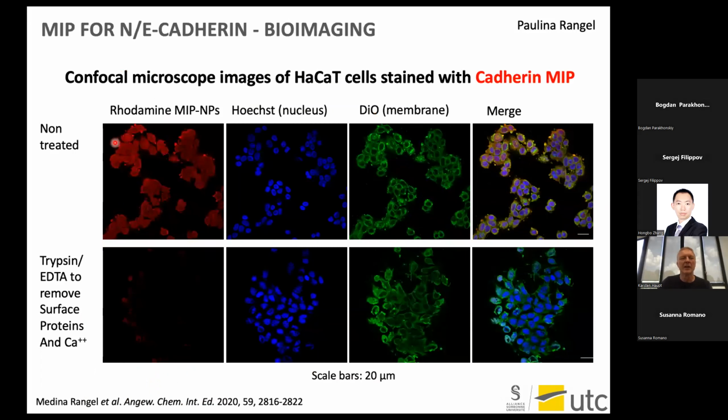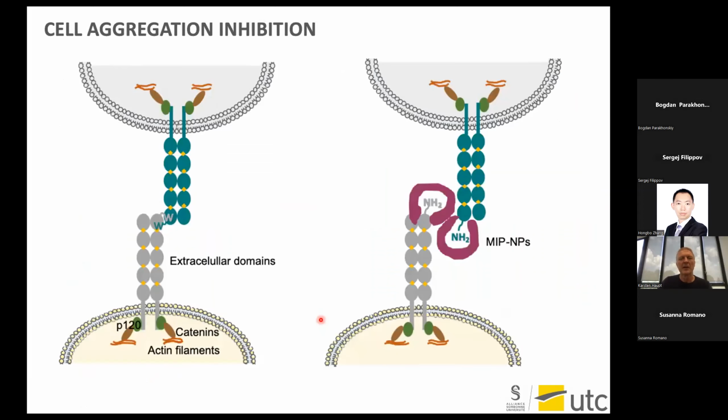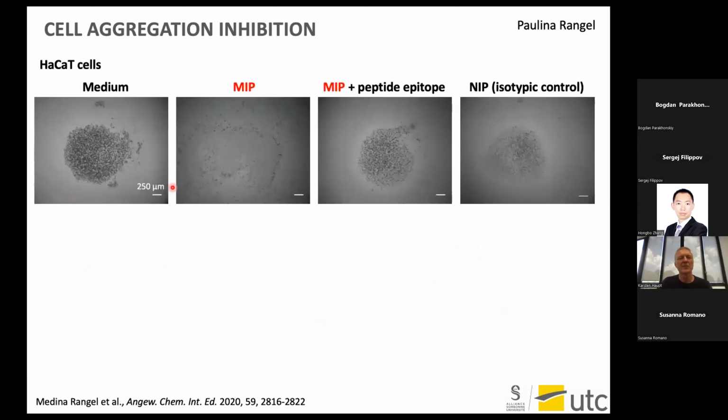And we can again do bioimaging, which I have already shown. It works very nicely with the imprinted polymer. And if we remove all the proteins from the cell surface, we have no imaging at all. But the question was, can we inhibit cell-cell interactions? And there is a test for it. It's called cell aggregation inhibition assay.